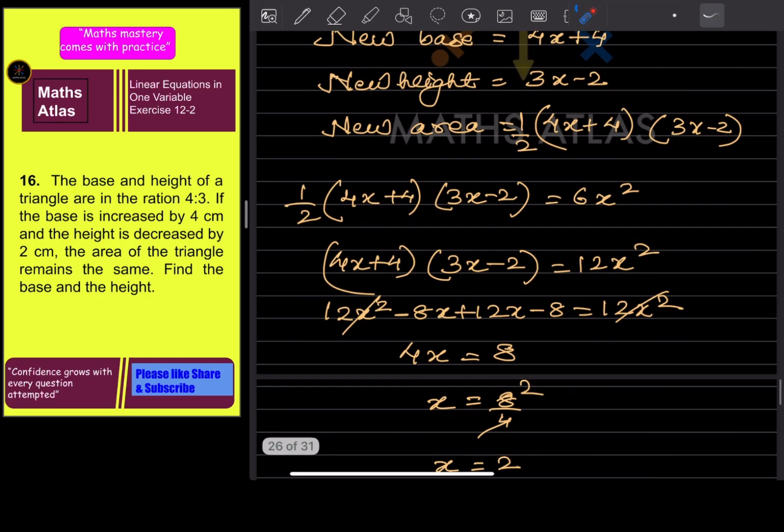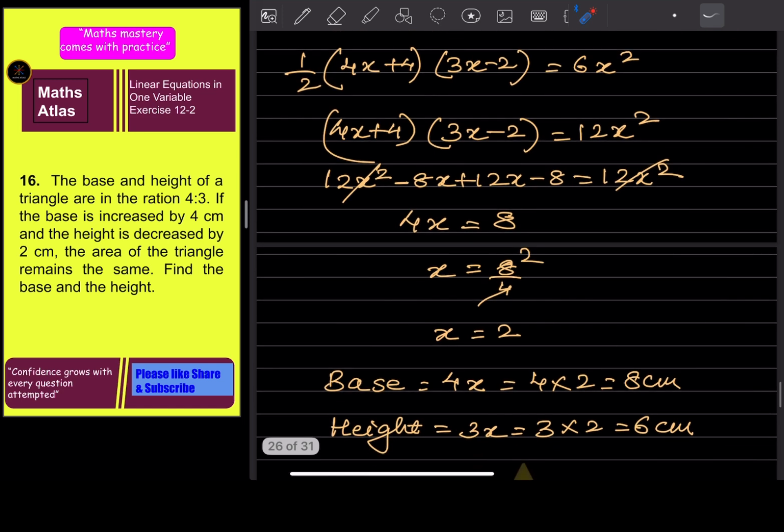So now what will we do? We are going to expand this one. This into this is going to be 12x square, this into this is minus 8x, this into this is plus 12x, and this into this is minus 8, and this 12x as it is. So now again we can cancel, or you can do one thing, 12x square keep as it is, bring this to the other side as minus 12x square, and that is going to get cancelled out. So here now minus 8 plus 12 is plus 4x, and this will go to the other side as plus 8. So x will be 8 by 4 because this is multiplication, so x will be 2.